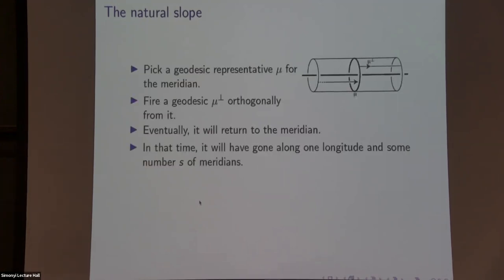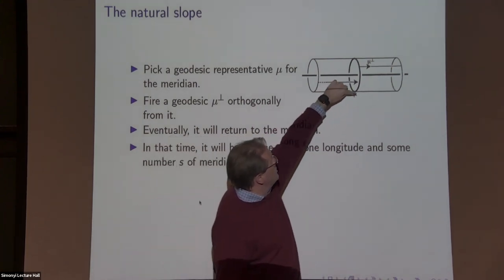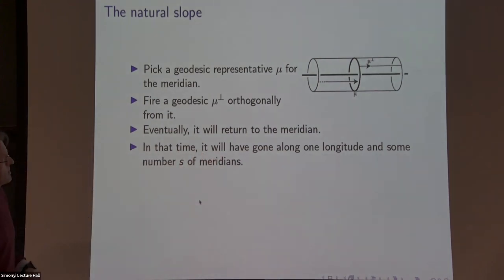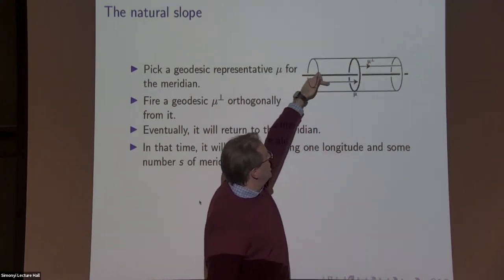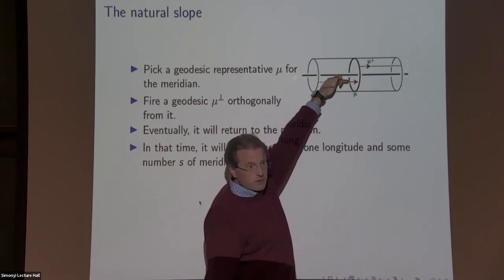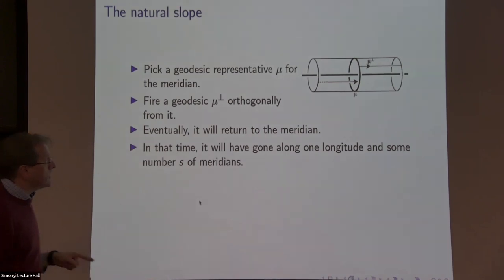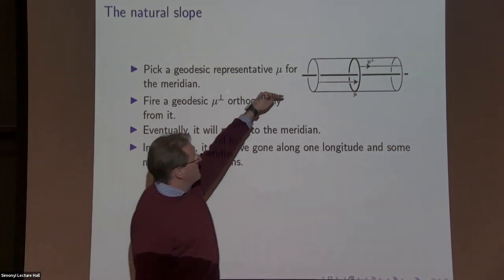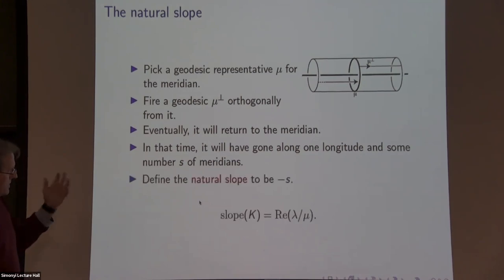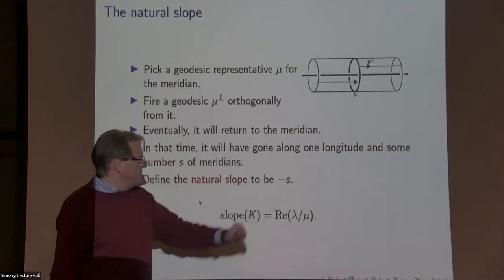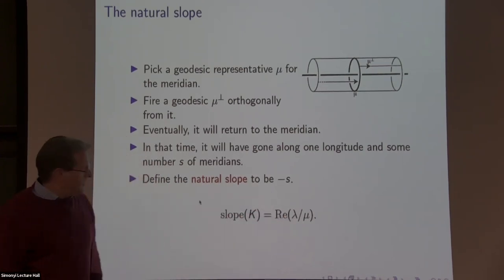So what you do, this is again something that Andras described here, you think of your torus, your cusp torus, as enclosing the knot like so. You pick a meridional representative for mu, a geodesic representative for mu, pick some point on that and fire a Euclidean geodesic perpendicularly, called mu perp, and it'll run along the knot and eventually come back to mu. And in doing so, it'll have run along one longitude plus some number of meridians. That number is not necessarily an integer because you haven't necessarily exactly come back to where you started from. But that number is therefore a real number s, and you define the natural slope to be minus s. It was technically easy just to have minus s. And a little bit of Euclidean calculation says that you can get this as the real part of lambda over mu.